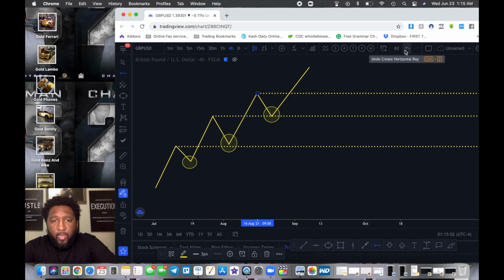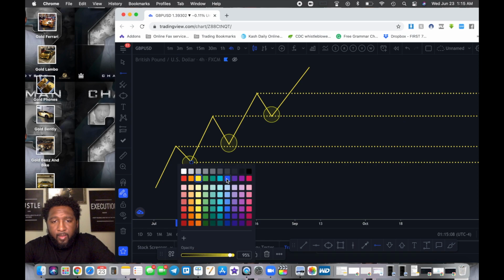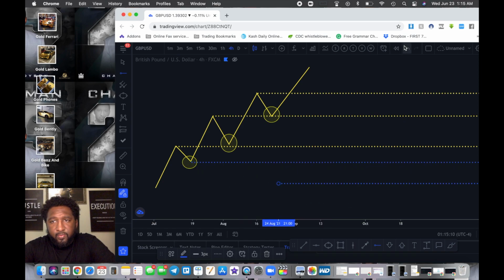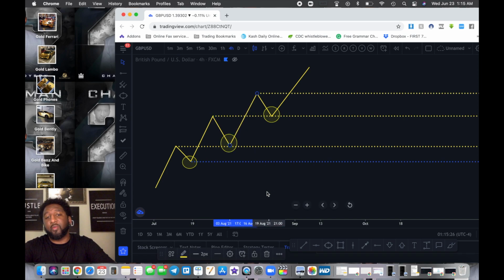So, and this would be the lowest low right here. We'll mark this in blue. Okay, this is, oops, unlock that. This right here will be the lowest low, right? Now, what many people don't know about this particular method of looking or viewing the market is there's no written rule, right?